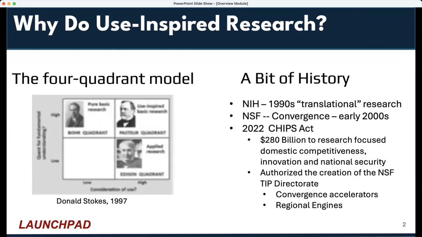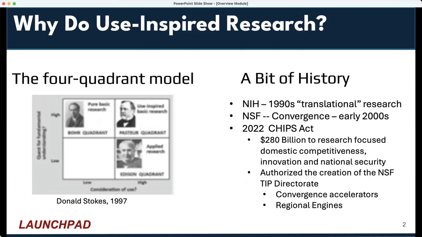So the question is, why do we have use-inspired research? Well, Donald Stokes in 1997 came up with what he called the four-quadrant model. And that was based on whether the research was meant to be just for pure discovery or whether the use was going to be considered.